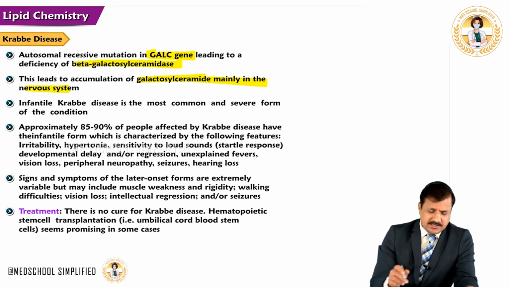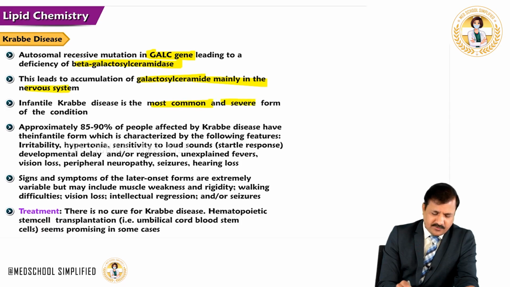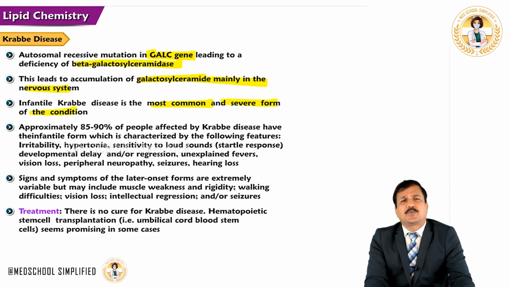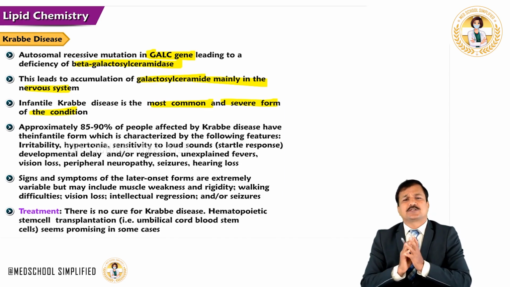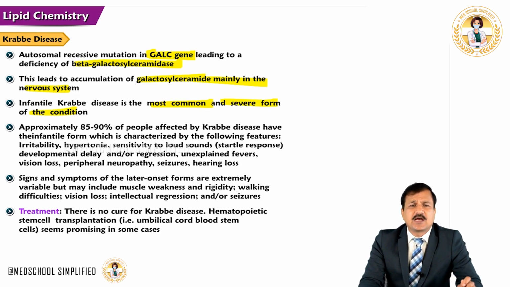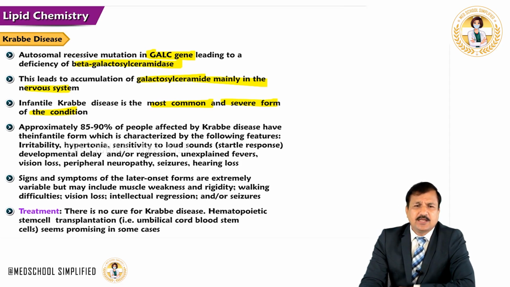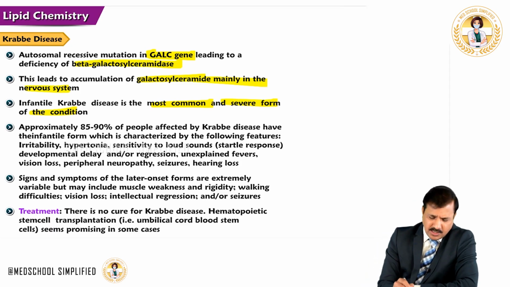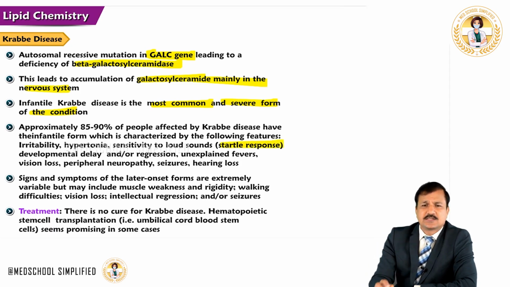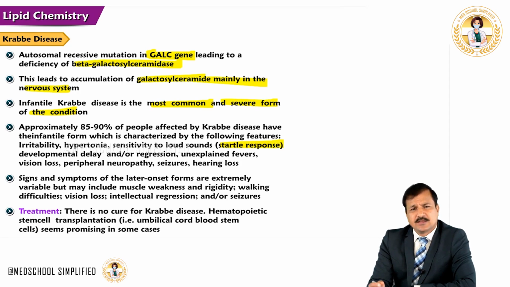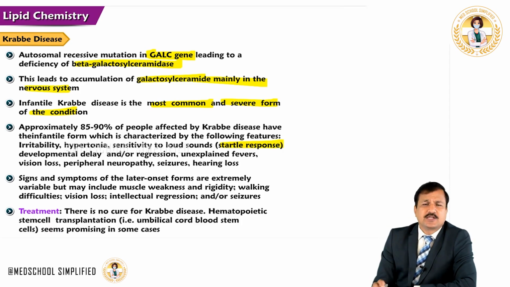Now, infantile Krabbe disease is the most common and severe form of this condition. Approximately 85 to 90% of people affected with Krabbe disease have the infantile form, which is characterized by irritability, hypertonia, sensitivity to loud sounds, which is referred to as startle response, and then they will show developmental delay, unexplained fevers, vision loss, peripheral neuropathy, seizures, hearing loss. This is what is seen in the infantile form of Krabbe disease.